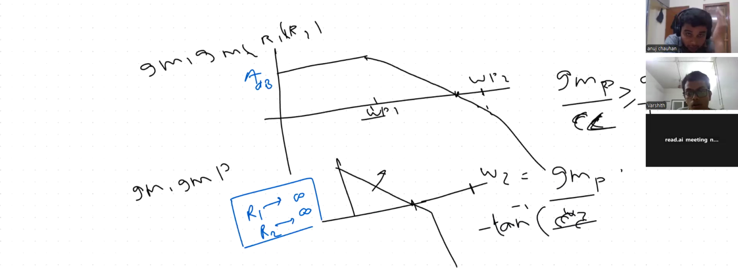So what is the condition for that? How will you design it, to keep this zero away from the UGB? Actually, we'll take omega Z generally 10 times UGB, sir. Okay, so what is the condition for that, the GM condition?